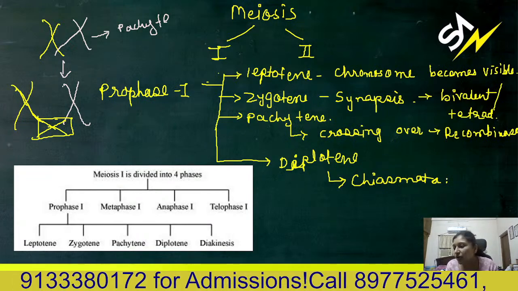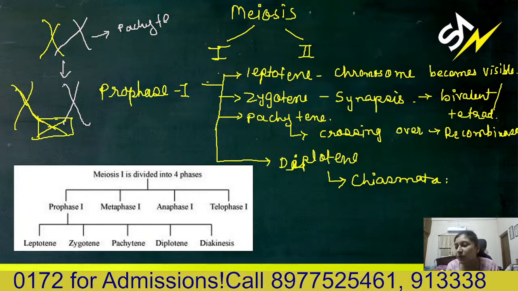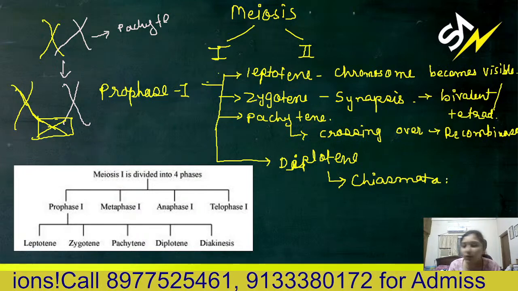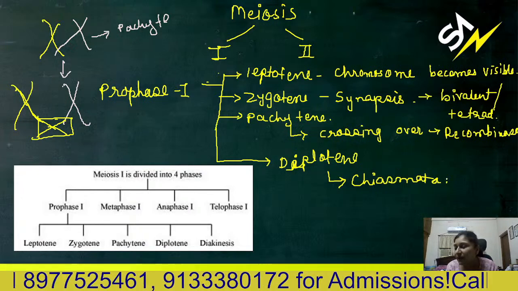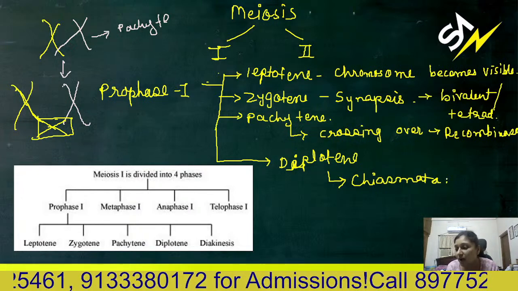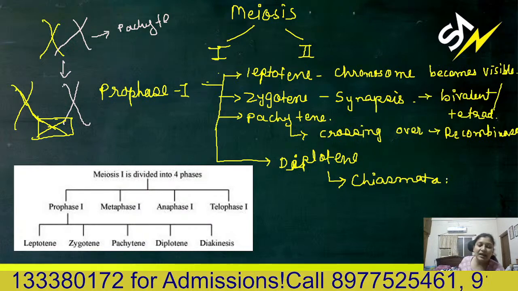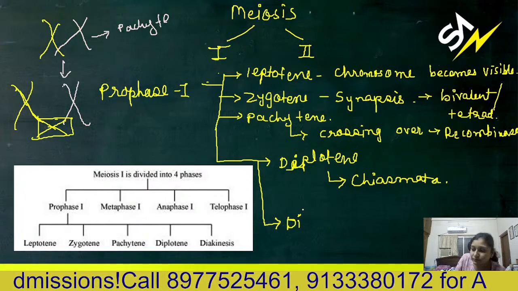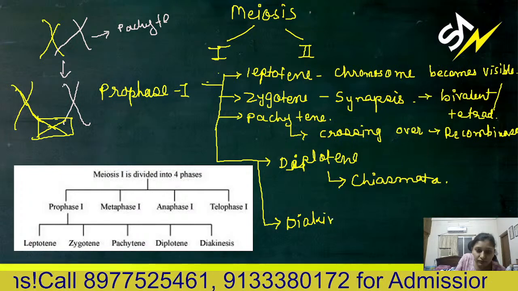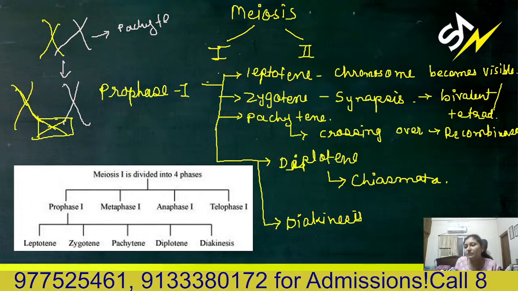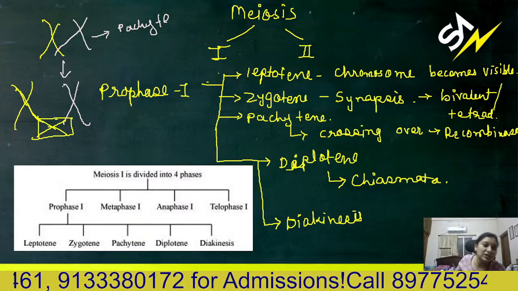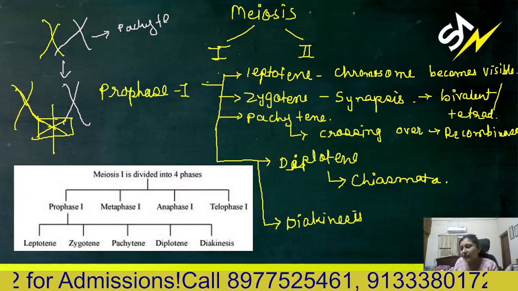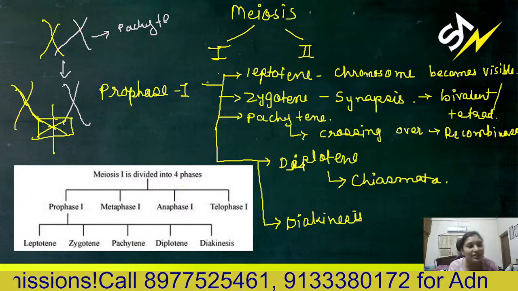In oocytes of some vertebrates, diplotene can last for months or years. So it will not separate for a very long time. Then the final stage is diakinesis. This is marked by termination of the chiasmata. From that, it is getting broken down. There is exchange of genes, and by the end of diakinesis, the nucleolus disappears. So this is the end of the prophase.